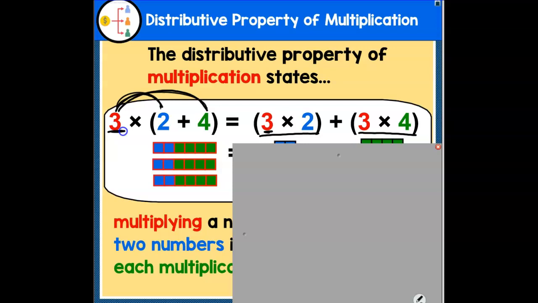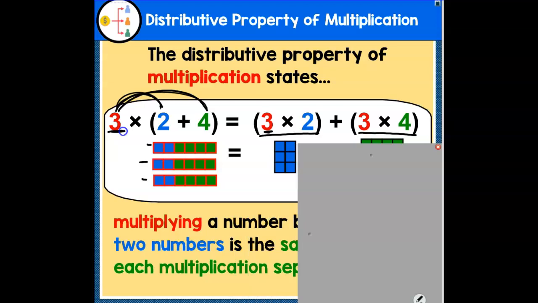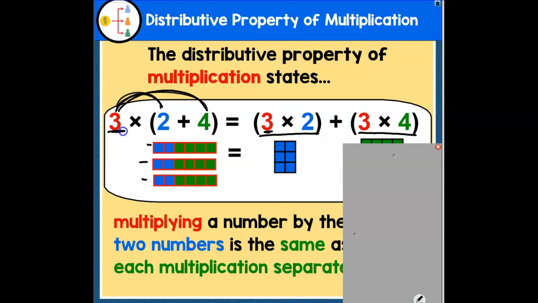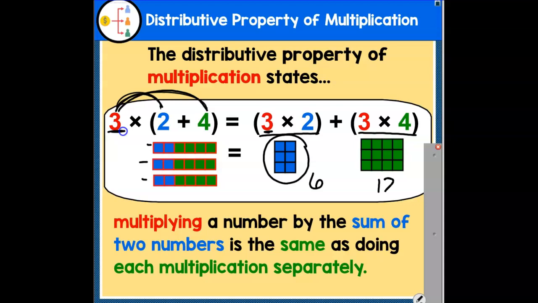So instead of doing 2 plus 4 first and getting 6, and then having 3 groups of that, I could distribute and say 3 times 2, 3 groups of 2, would be 2, 4, 6. 3 groups of 4 would be 12. And then if I wanted to find my answer, I would add those 2 together to get 18. So the distributive property says multiplying a number by the sum of 2 numbers, remember the sum means when we're adding those 2 numbers, is the same as doing each multiplication separately.